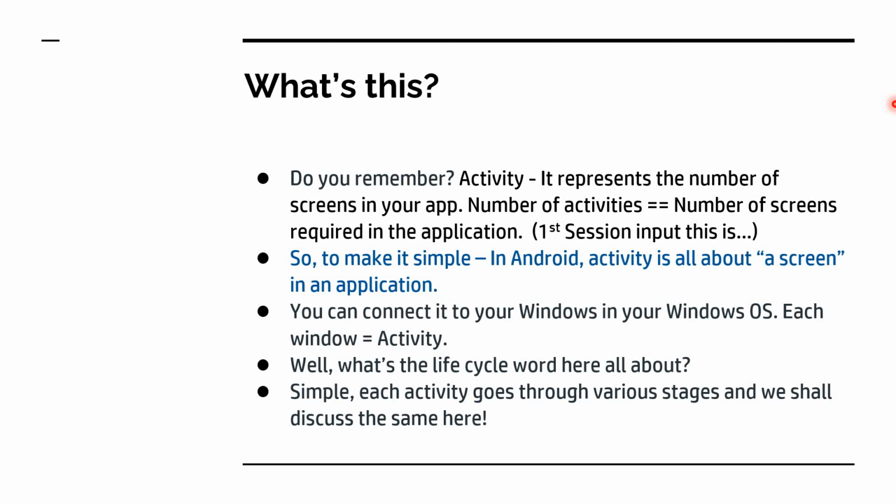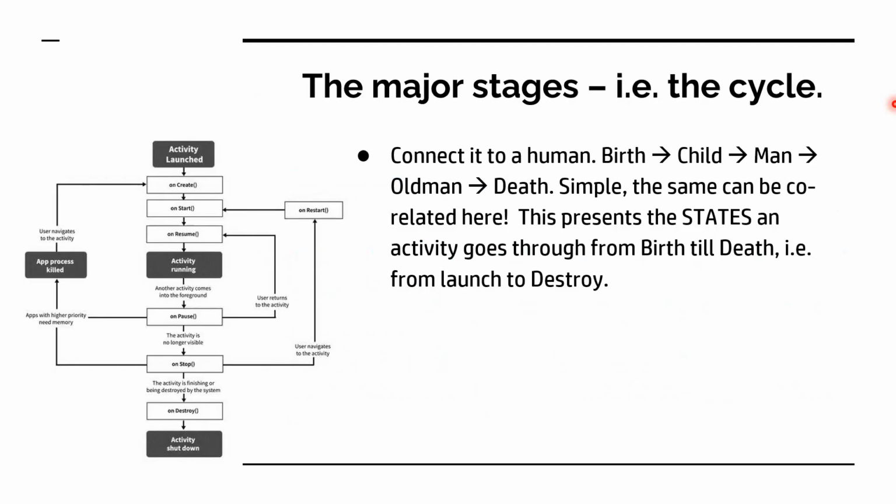Now we need to connect it to our Windows machine. You open a window, that's an activity. The particular window that you interact with is the activity that you are interacting with. Now we need to understand the life cycle of an activity. What is it all about? What are all the stages in that? That's what we are going to learn.